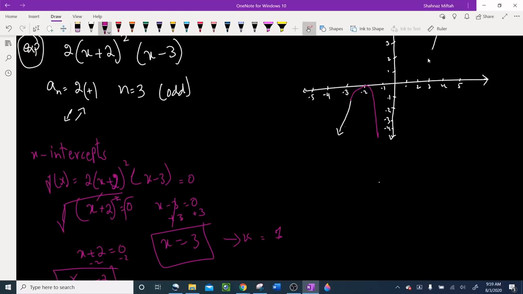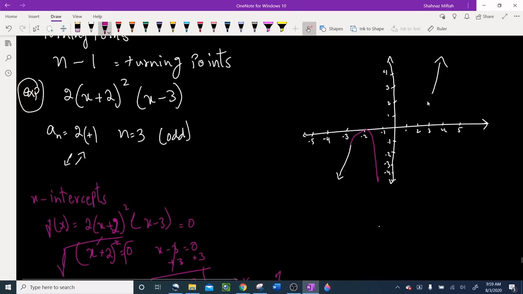Next, at +3, it's going to cross the x-axis. So at +3, it's going to cross the x-axis. There you go.